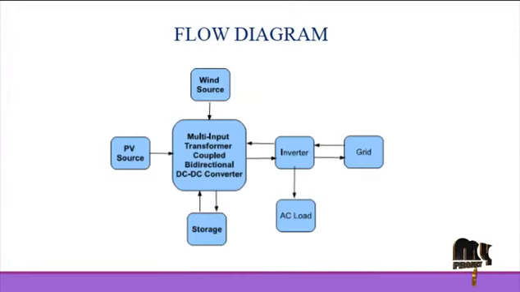Next we see the flow diagram of our product. This is our flow diagram. This flow diagram consists of three input sources: photovoltaic source, battery and wind source. The three sources are connected to the DC to DC converter, connected in a corresponding manner depending on the circuit. The DC to DC converter is a boost converter.